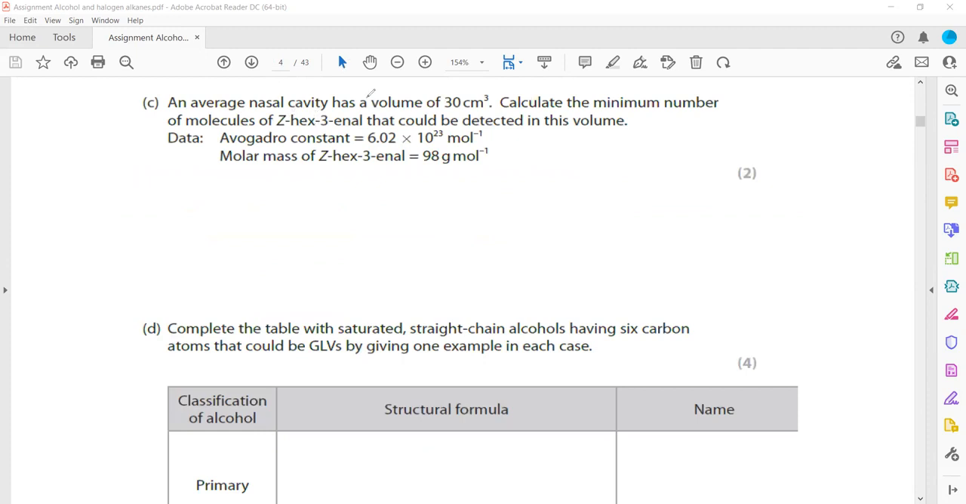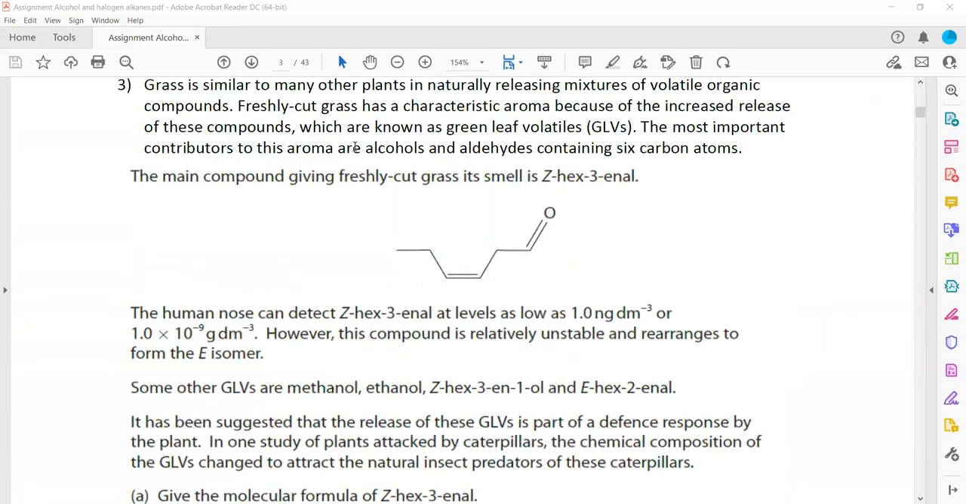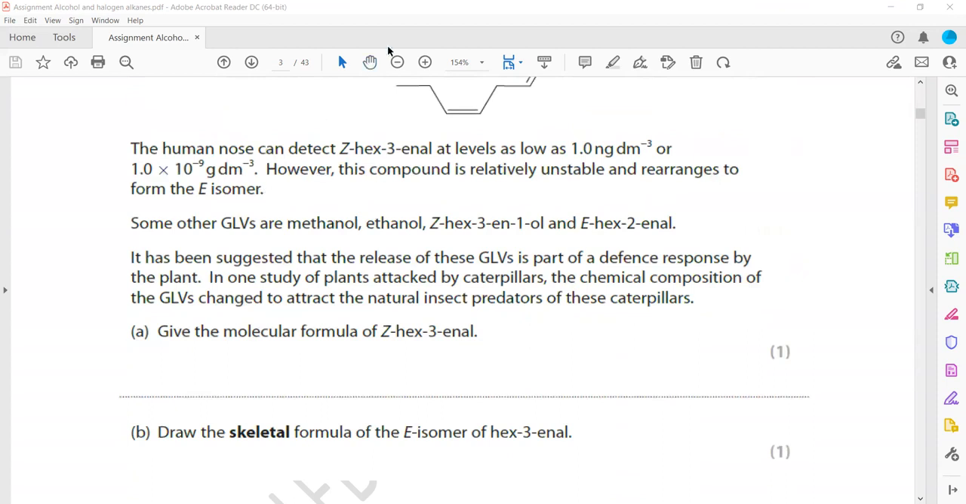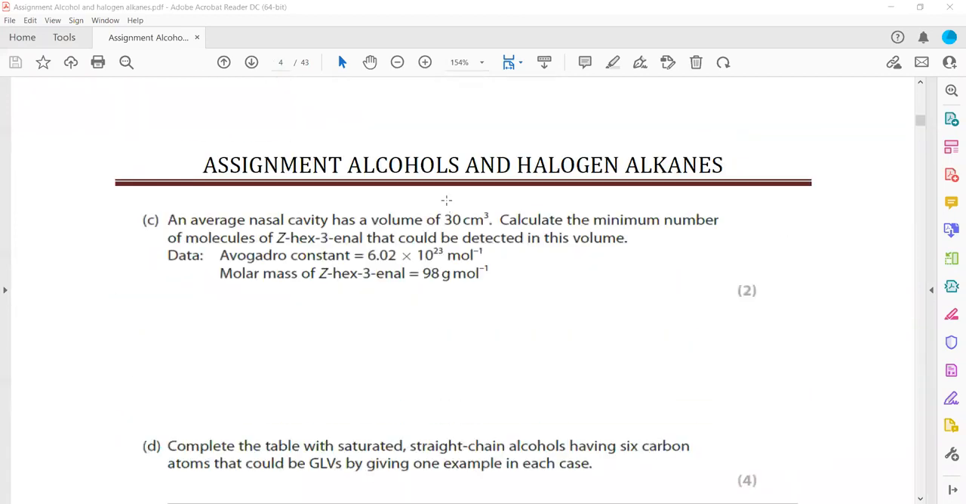Then, an average nasal cavity has a volume of 30 cm cube. Calculate the minimum number of molecules of Z-hex-3-enal that could be detected. Avogadro's constant is given and the molar mass is given. In the beginning of the question, they gave you the concentration, which was 1 × 10 to the power minus 9 gram per dm cube. So if we have 1 dm cube, this is the mass present, but we don't have 1 dm cube. We can also say 1 dm cube is 1000 cm cube.